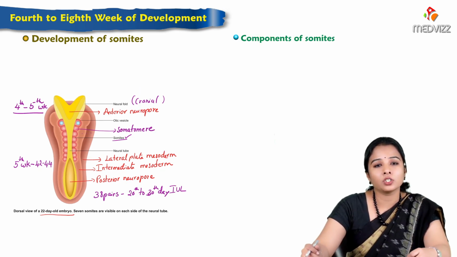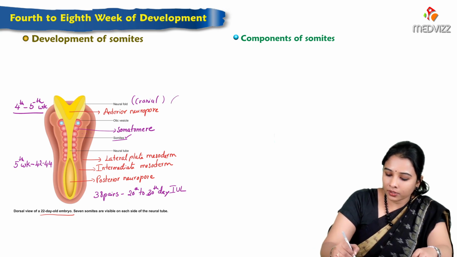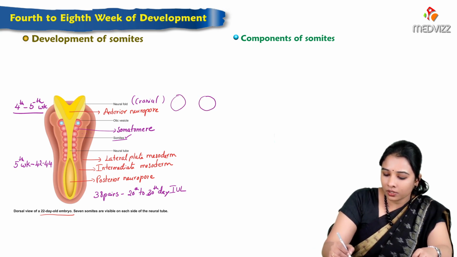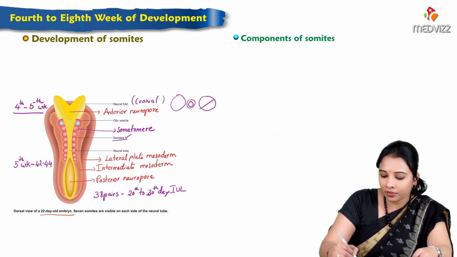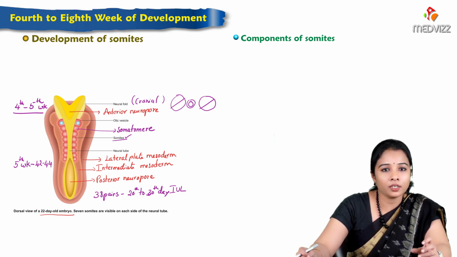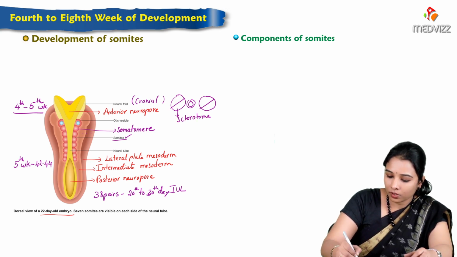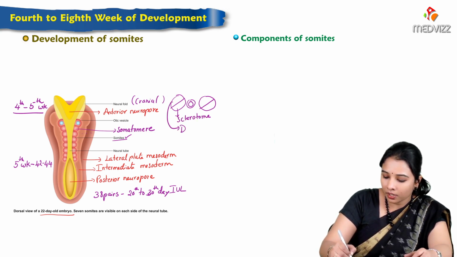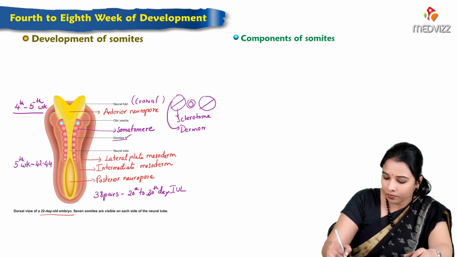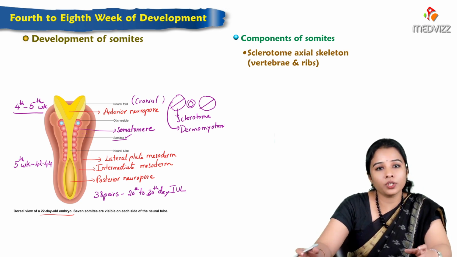Components of somites. If we see each segment of somites present on the neural tube, this is the neural tube. The somites can be further differentiated into two parts, sclerotome and dermomyotome. So it can be divided into sclerotome. The other component is dermomyotome.